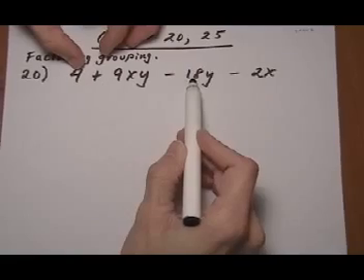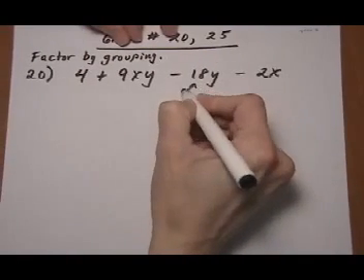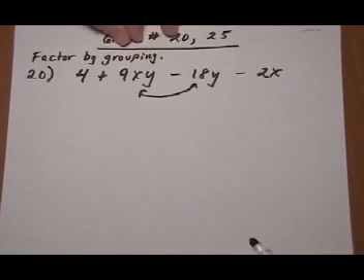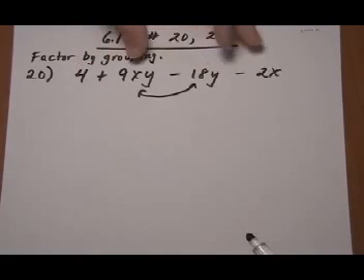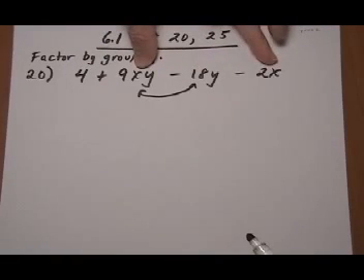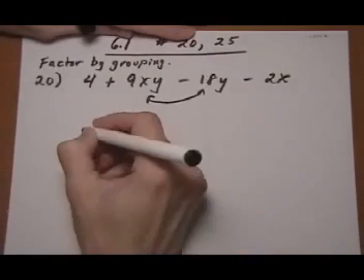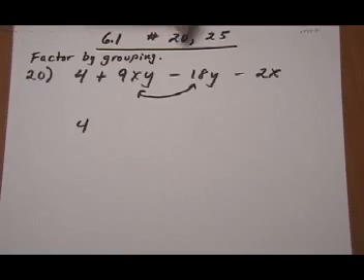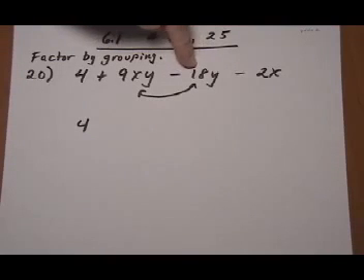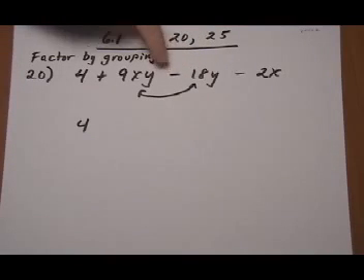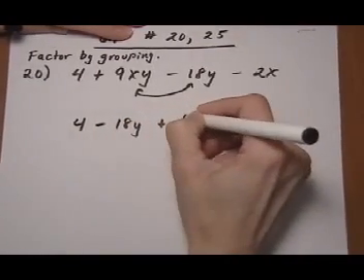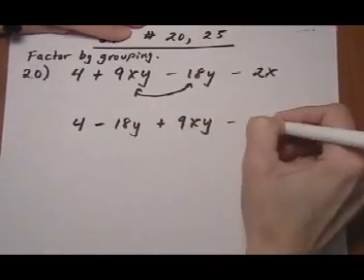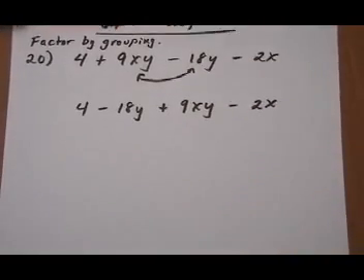So let's try switching the positions of the 18y and the 9xy. Moving the 18 over next to the 4, they're going to have a common factor of 2. And the 9xy next to the 2x, they're going to have a common factor of x. So rewriting, we get 4. And when we move the 18y, and this is true for any term that you move over, the sign before it goes with it. So we get minus 18y plus 9xy minus 2x. And now we're going to try to factor by grouping.